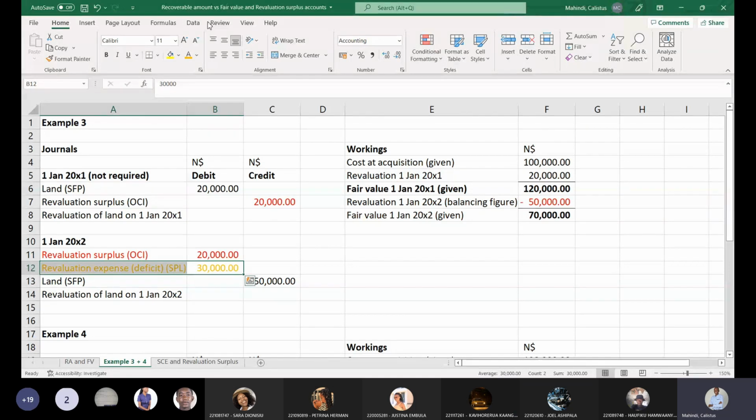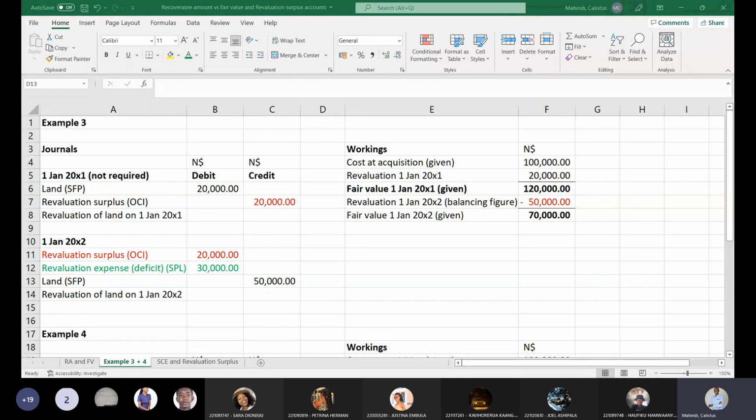Let me just change this to a color that you can see. Is this fine? Fine. Okay, it's silence, so I assume that it is fine.